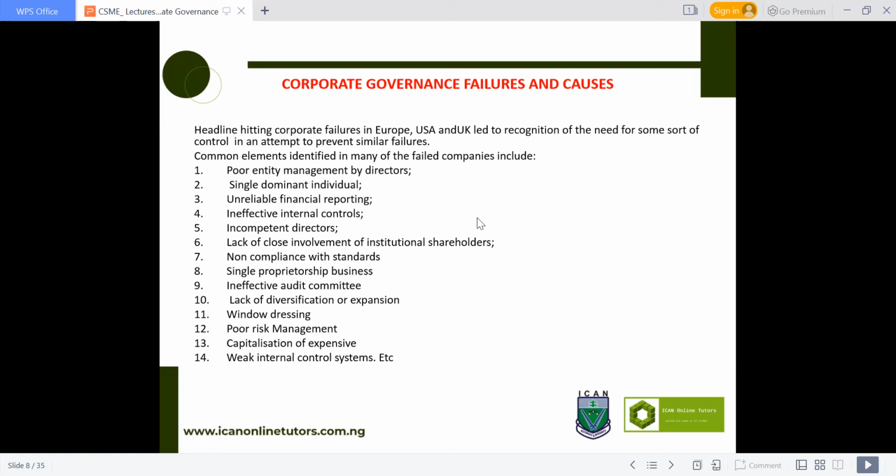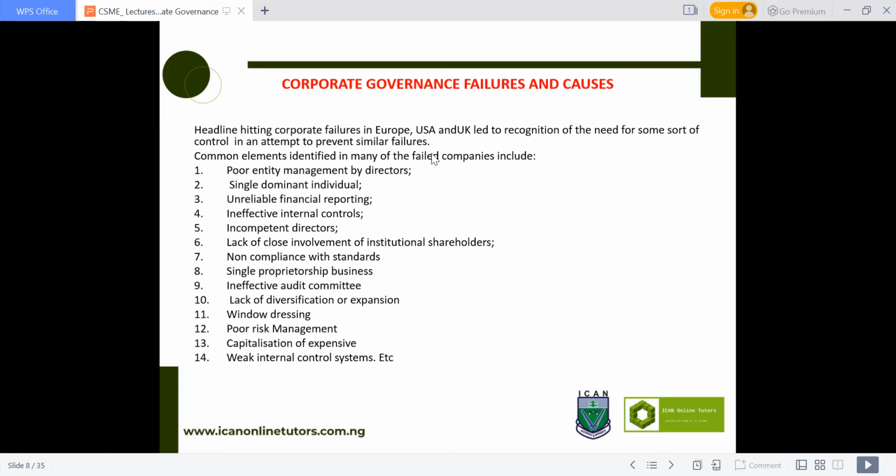Sometimes, if you remember in your foundation level or in our elementary study, we can be asked to prepare a realization account. But the main reason why they're asking us to prepare a realization account is because one partner has left, and as a result of that, that's what brings about the dissolution. Single dominant individual. We also have unreliable financial reporting.